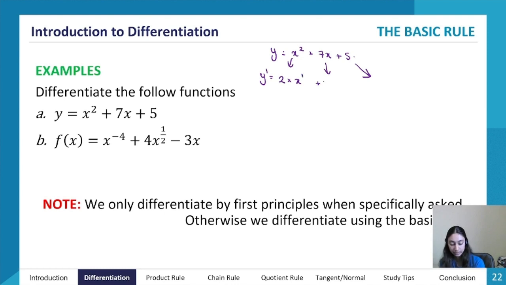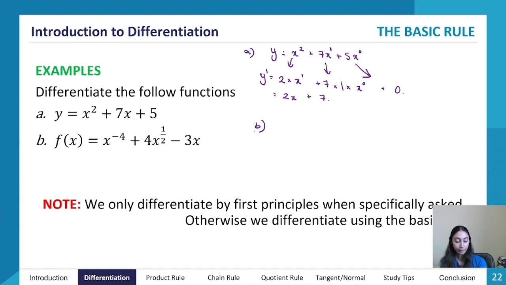So plus 7, the coefficient stays out the front, times, we have an invisible 1 over here, so we're going to bring the 1 out the front, 1 times x to the 0. Okay, then we have our invisible x to the 0 over here, so it'll be plus 0. So our y dash will be equal to 2x plus 7. And that's the final answer. Okay, so that's for A.